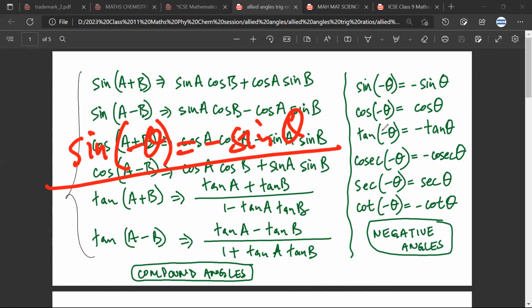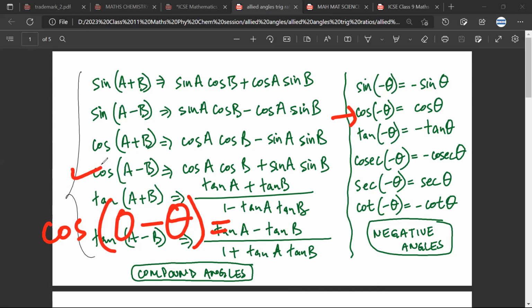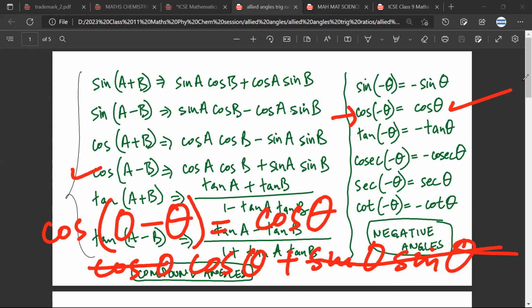Similarly, if I want to derive the value of cos minus theta, then cos minus theta can be written as cos 0 minus theta. For cos 0 minus theta, I'll be using the fourth identity. This will be cos 0 cos theta plus sine 0 sine theta. Now sine 0 sine theta would be 0, because sine 0 is 0, and cos 0 is 1. So this would be equal to cos theta. Cos of minus theta is equal to cos theta. Have you understood what I said?